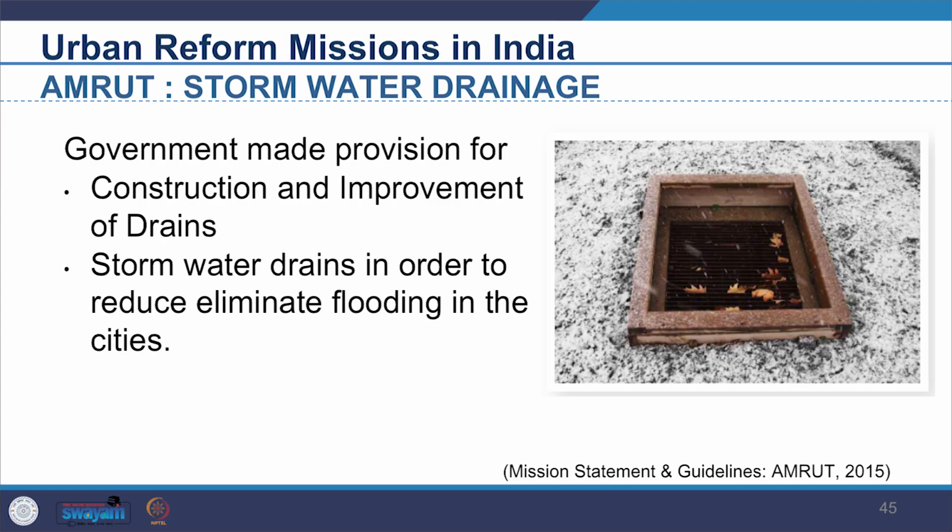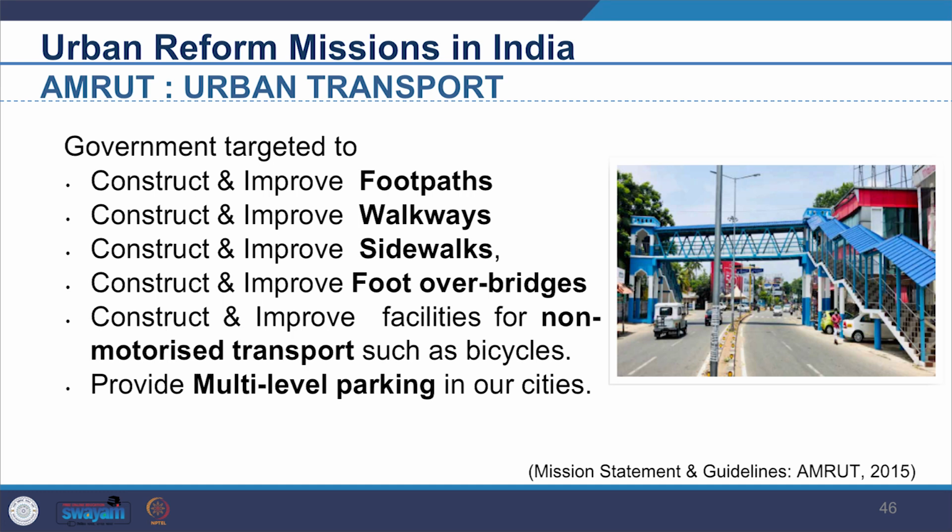The third component is the storm water drainage in the mission. In this component, the government made provision for construction and improvement of drains and storm water drains in order to reduce and eliminate flooding in the cities. The fourth component we see is urban transport in the mission. In this component, the government targeted to construct and improve the footpaths, walkways, sidewalks, footover bridges and facilities for non-motorized transport such as bicycles, and also provide multi-level parking in our cities.